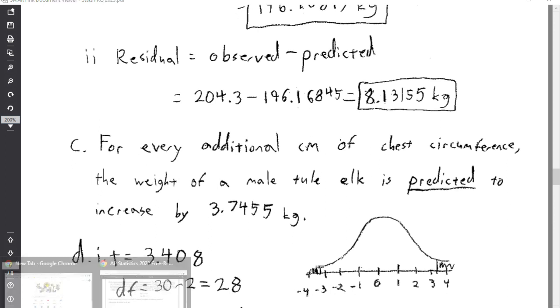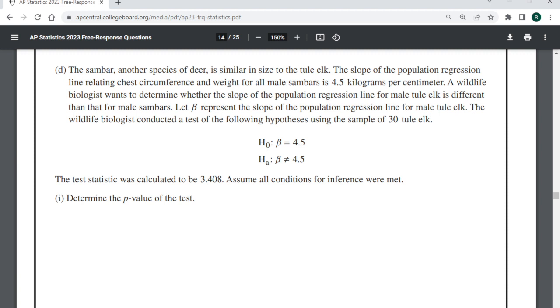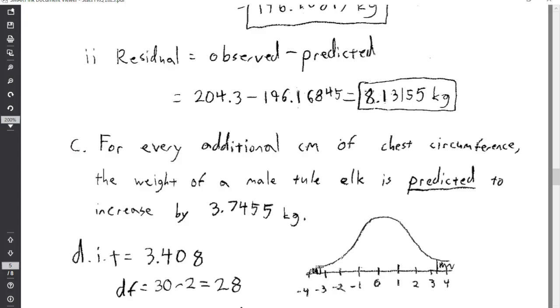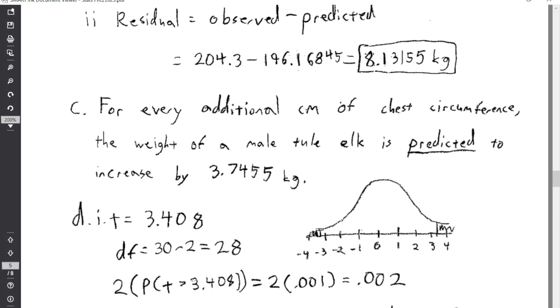And because the alternative was that beta was not equal to 4.5, that means it was a 2-sided test. So when you calculate out the t-score, get that probability that it's greater than the 3.408, you need to take that probability that you get and double it so that both tails are included in the probability that you calculate. So 0.002 is the p-value.